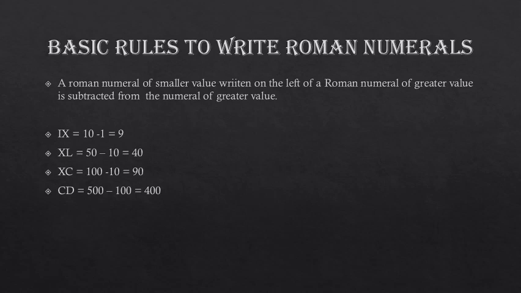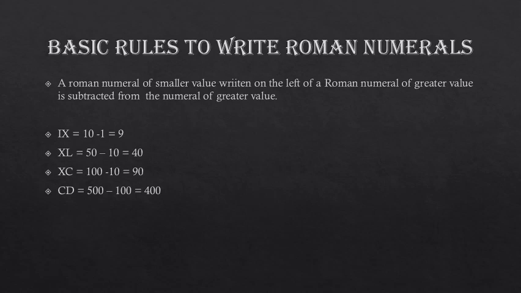We'll see one example, children. IX. X is a bigger value, children. I is smaller, but here I is written on the left of the bigger side, right? So whenever the smaller value is on the left of the bigger value, what do we do, children? We do subtraction. So 10 minus 1, because X equals 10, children, and I equals 1. So 10 minus 1 equals 9.